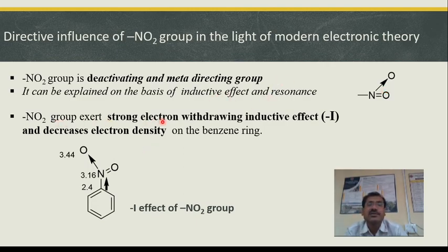So NO2 exerts a strong electron withdrawing inductive effect, which is minus I effect, and decreases the electron density. Have a look at the electronegativity. Oxygen 3.44, nitrogen 3.16 and carbon 2.4. So the electron density on the nitrogen is taken away by the oxygen, making this nitrogen much more electron deficient, which in turn will pull the electron from the benzene ring. So minus I effect will be very strong, that will be exhibited by the NO2 group.